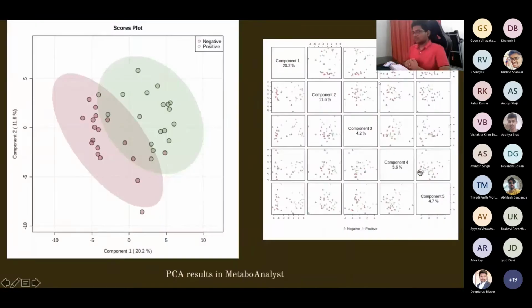These are the PCA results in MetaboAnalyst. The first is the scores plot. There are only two outliers outside the 95% confidence interval, and most of the points are falling in the required region. And these are the variances between different components. Component one has a variance of 20.2%, the second has 11.6%, the third has 4.2, the fourth is 5.6, and the fifth is 4.7.